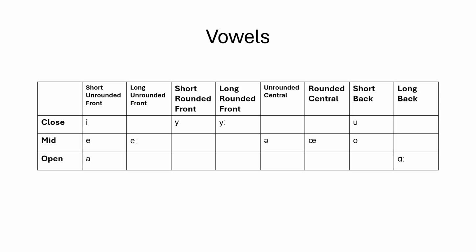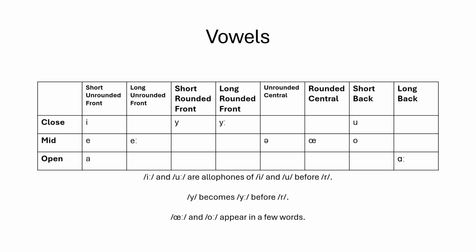Its vowels are e, u, e, u, e, o, a, and a. E and u are allophones of e and u before r. U becomes u before r. And o appear in a few words, and e and a is an allophone of e before k, h, l, and r, depending on the dialect.